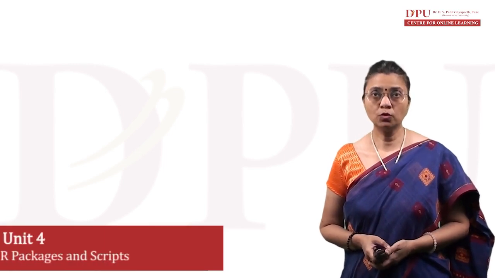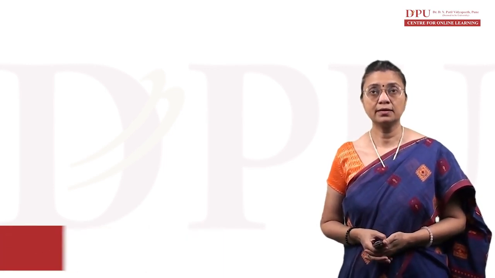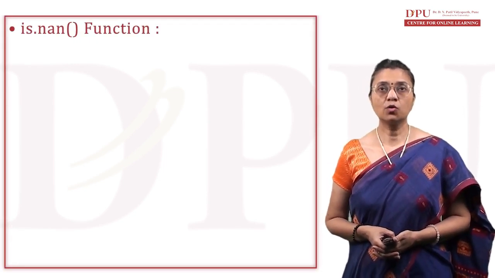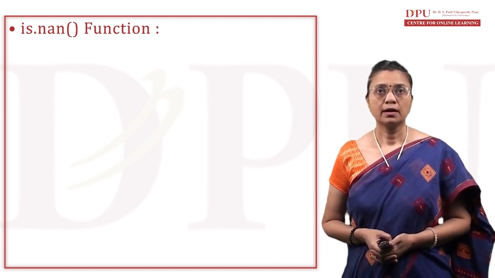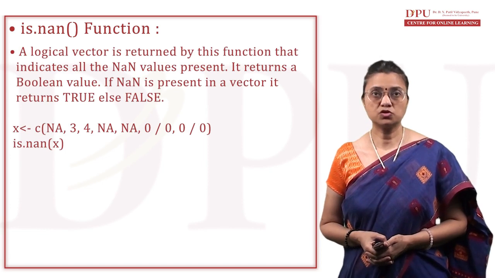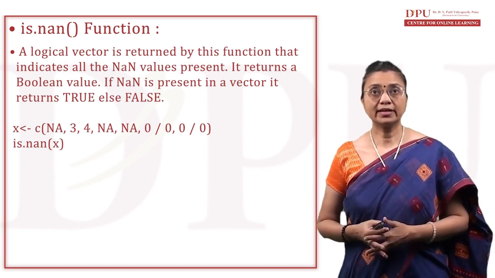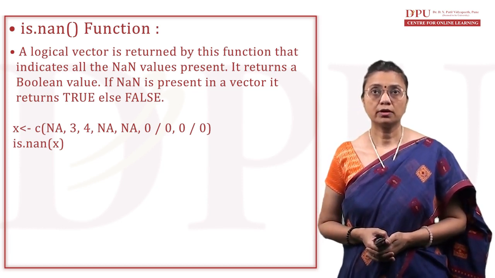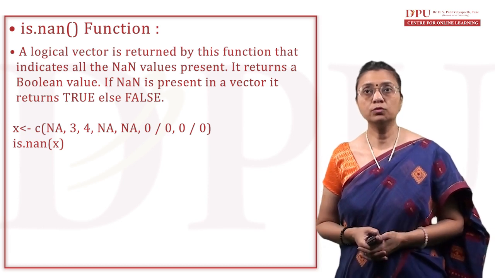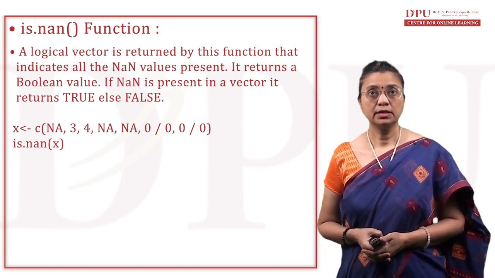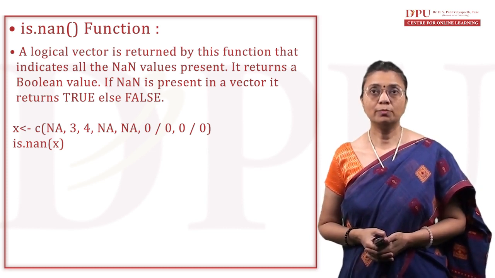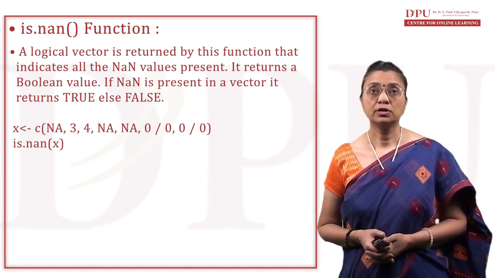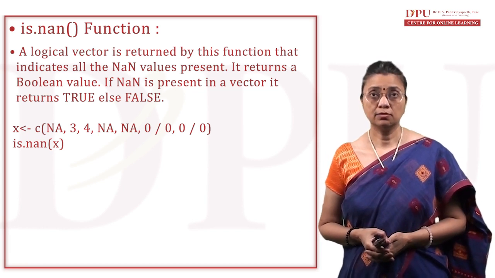Students, there is one more function called is.nan, and this function is also used for the same purpose. Let's first understand how we go about it. A logical vector is returned by this function, indicating whether NaN values are present or not. So it again returns a Boolean value. If NaN is present in a vector, it returns true or false. So whether NaN is present or not is found with the help of the is.nan function.